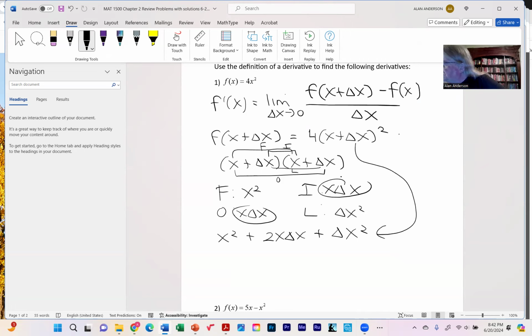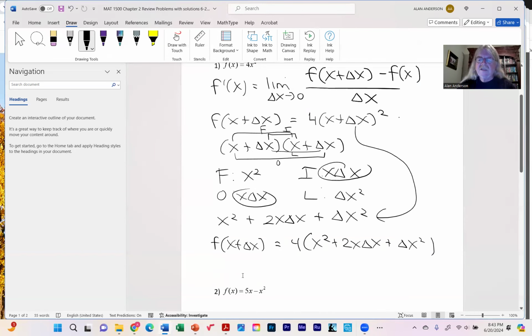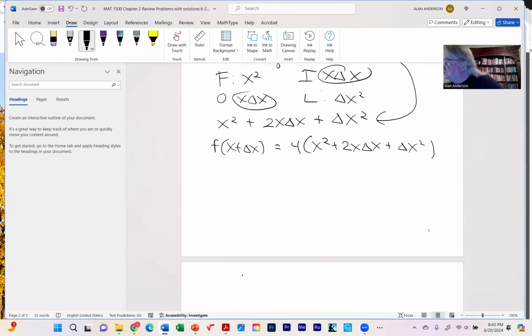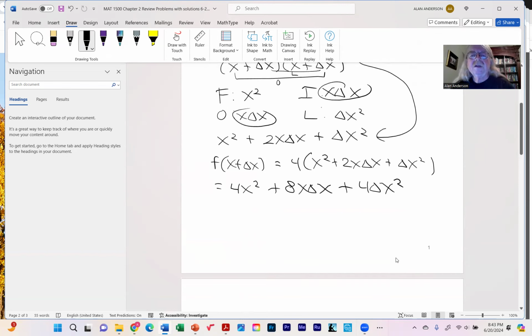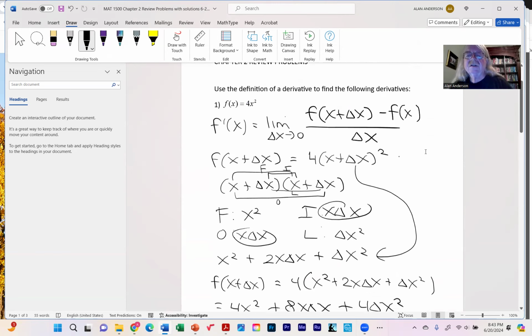So that means that f of x plus delta x is 4 times this entire expression. Right? Don't forget about the 4. All right. So you do need that. So ultimately, this is equal to 4x squared plus 8x delta x plus 4 delta x squared. All right, fine. Now, the formula asks for this, then we subtract f of x and divide by delta x, and then whatever that is, we take the limit as delta x goes to 0.